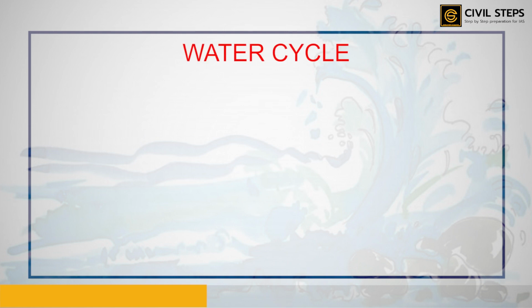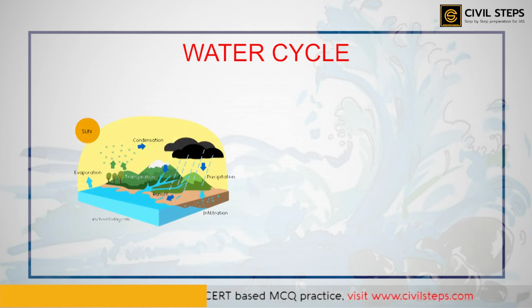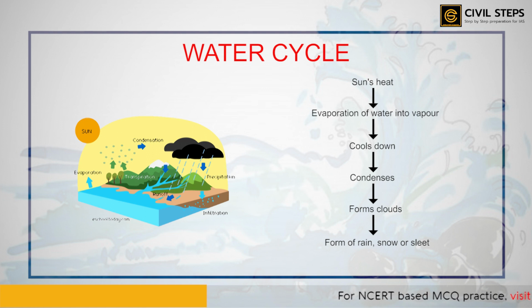The process by which water continually changes its form and circulates between the oceans, atmosphere and land is known as the water cycle. In other words, first the sun's heat causes evaporation of water into vapor. Second, when the water vapor cools down, it condenses and forms clouds. And lastly, from there, it may fall on the land or sea in the form of rain, snow or sleet. So this is about the water cycle.